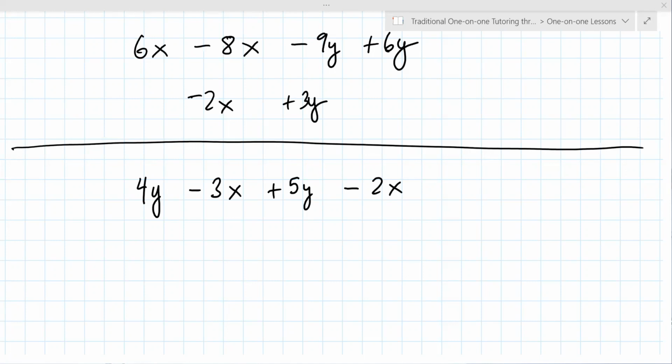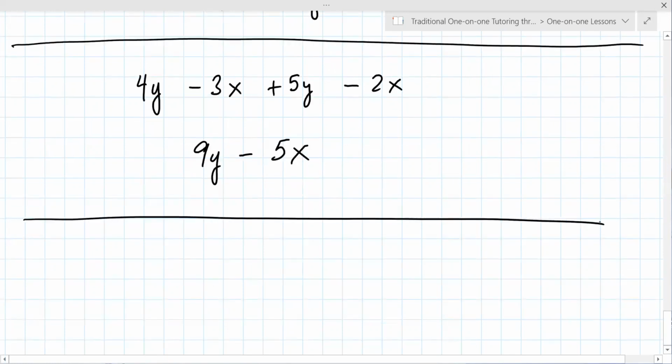All right. You have your final: 9y negative 5x. Perfect. Great. You're really getting this down. Let's try a few more here. Negative 3x minus 5y plus 4y minus 6x.